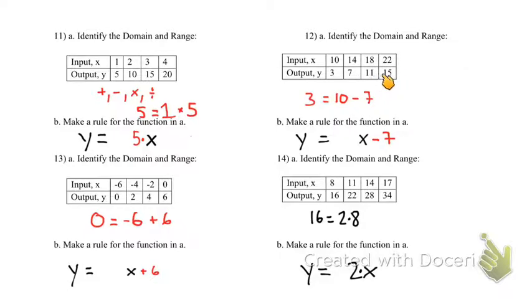If it works for all of them, then your rule is done. If it does not work for all of them, then we have to try a different rule.